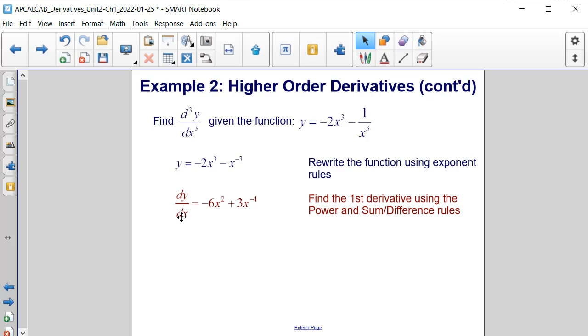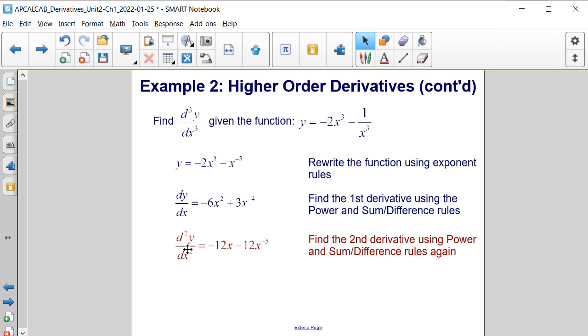So the derivative of y with respect to x is going to be 3 times negative 2, or negative 6, x raised to the 3 minus 1, or second power. And then we have negative 1 times negative 3 is positive 3. And we have x raised to the negative 3 minus 1, or negative fourth power. So this is our first derivative.